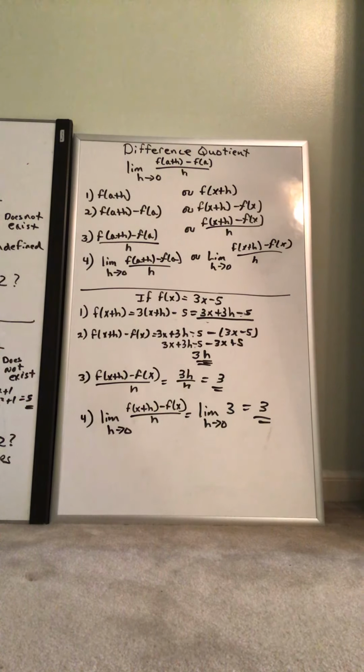Step 3 is you take the previous step, which is the 3h, and you divide it by h. That just gave me 3. And the last step is you take the limit of that. So the limit as h approaches 0 of 3, and you go back to your limit rules. And the limit of a constant is a constant, so the answer is just 3.